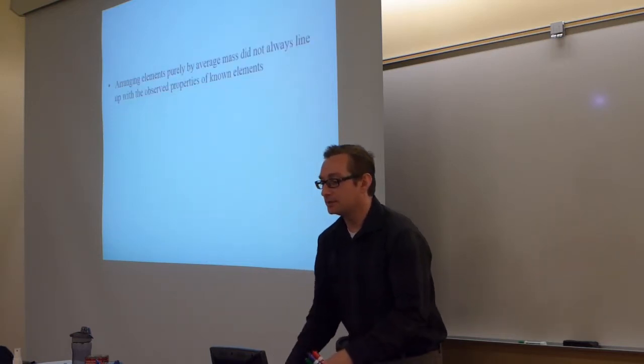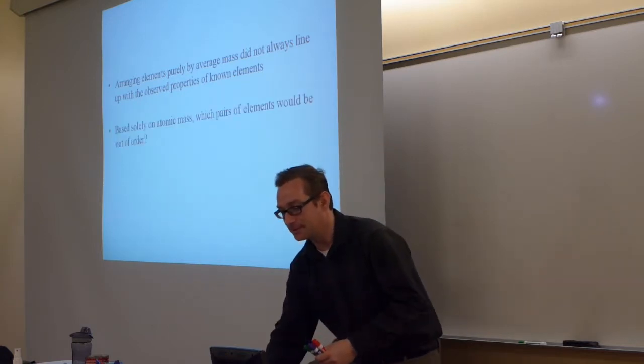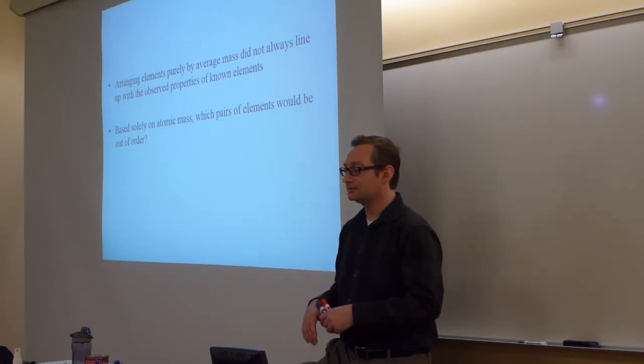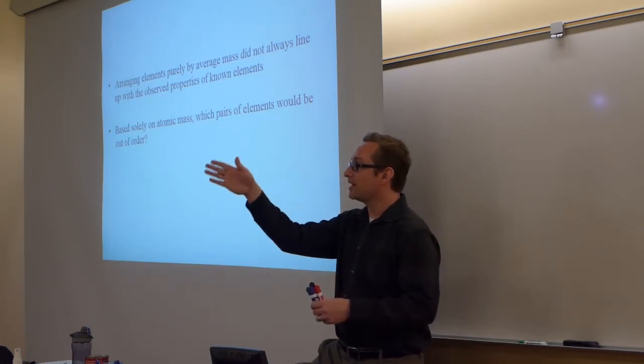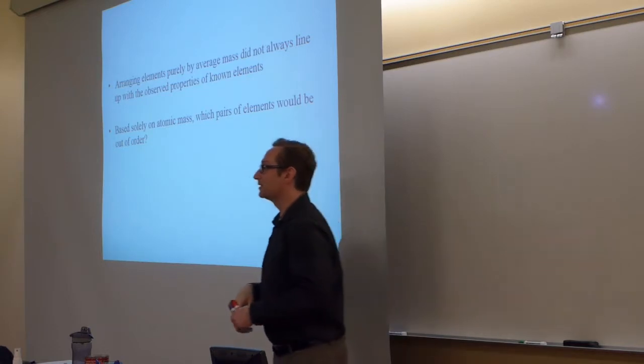However, arranging the elements purely by average mass did not always line up with the observed properties. Okay, so based solely on atomic mass, which pairs of elements would be out of order? All right, so if you're going in order of mass, you see the elements up there that are out of order based on the mass. Well, let's look.